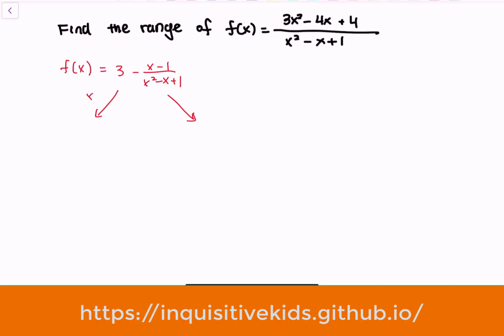X can be equal to 1. If x is equal to 1, then f of x is just equal to 3. But if x is not equal to 1, so the numerator is not 0, what will happen?